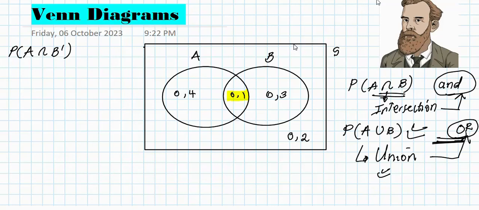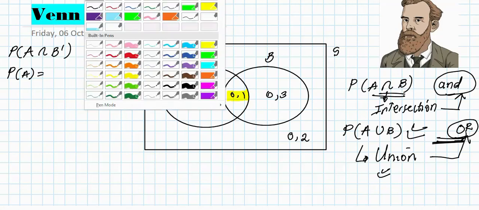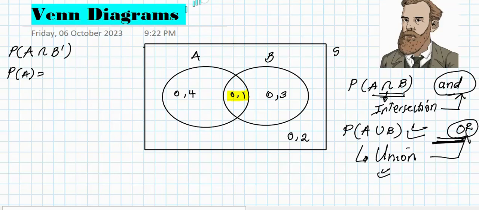So here I've written the next question. It says, give me the probability of A and, look at that, that's the intersection, and the complement of B, right? So now let's do that. Let's see what we can do with it. So I'm looking for the probability of A. So I'll highlight all values that have something to do with A.